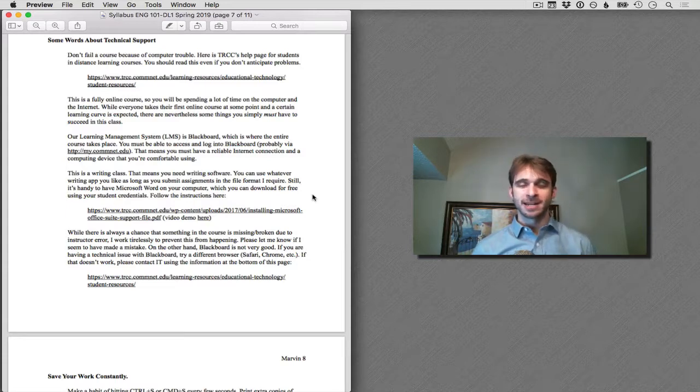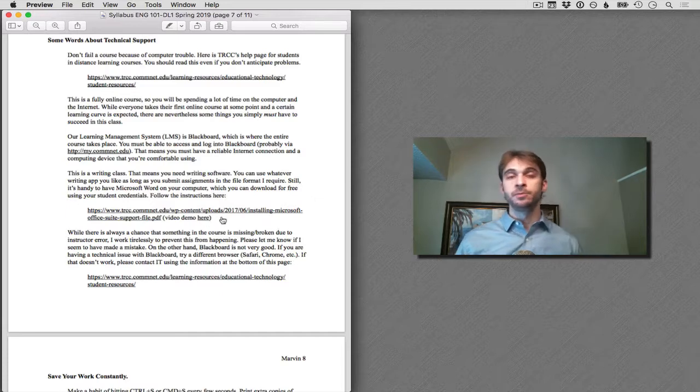Again, you can write it in whatever app you want, but you have to format it and export it as a Word file. Now, because you are a Three Rivers student, you can get Microsoft Word on your computer for free. And there are instructions here on how to do that, as well as a short 2-minute video demo about how to do that. So, do with that information what you will.